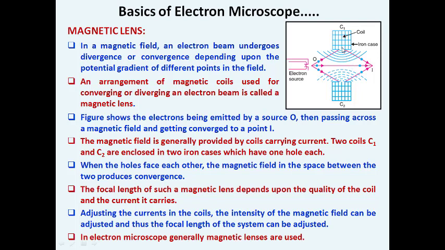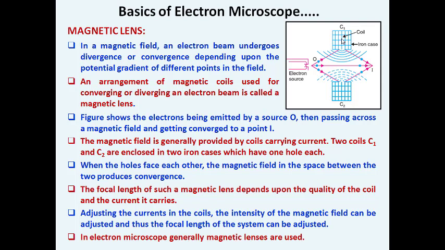We notice that the magnetic field has a gap. In this gap, magnetic force of attraction or repulsion happens with respect to the position of the coil. So the path of the electron gets changed due to the magnetic field acting on the fast-moving electron. The focal length of such a magnetic lens depends upon the quality of the coil and the current carried in the system. By adjusting the current in the coils, the intensity of the magnetic field can be adjusted, and then the focal length of the system will be easily adjusted.